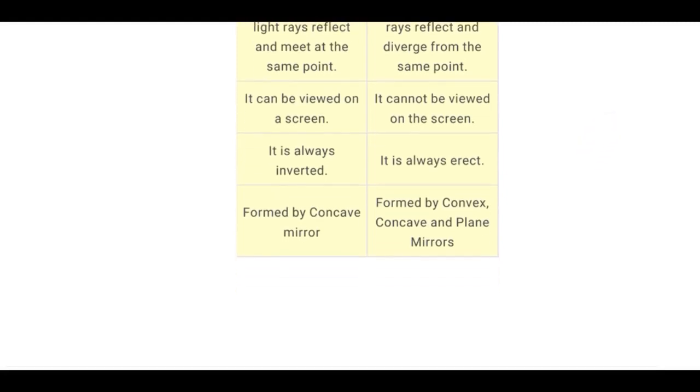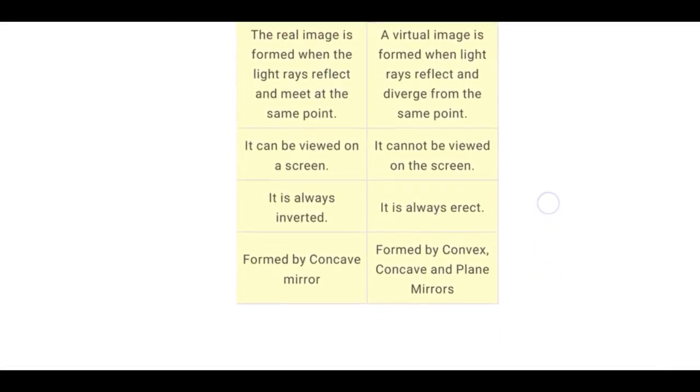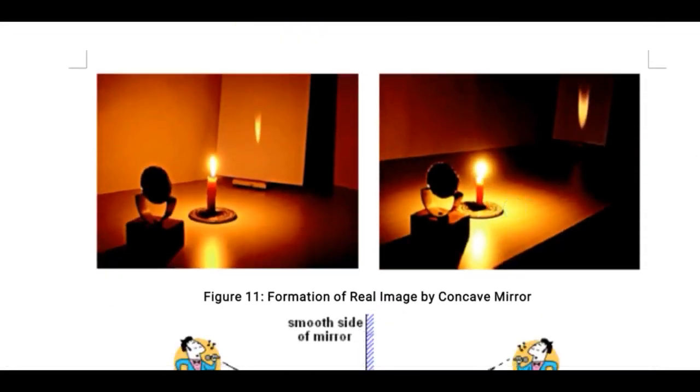And this type of image generally falls in a concave mirror, whereas a virtual image is formed by both convex and concave. At one instant, a concave mirror is able to produce an inverted image. Okay, and this is the thing. This is a concave mirror. We can capture the image on a white screen, and it is inverted.